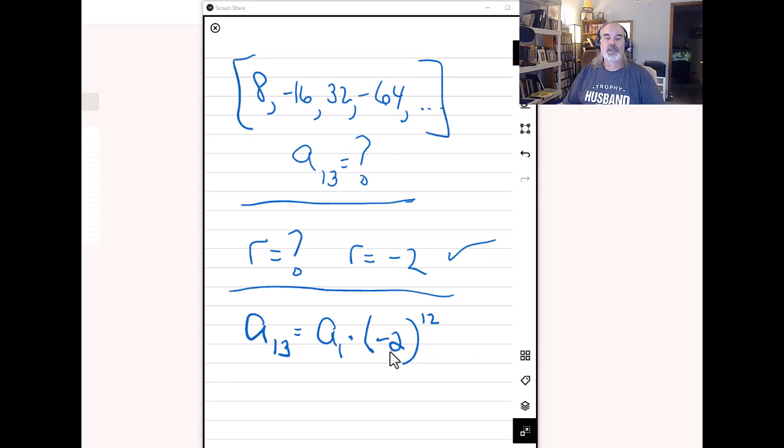Okay, so what is A1? Well, this is the first number in the list. 8 times -2 to the 12th. Again, calculator time. You can't see what I'm doing, but I'm typing in the -2. I'm doing -2 to the 12th first, just to make sure I get it right, and multiplying that by 8. And that value is, oh my gosh, 32,768. That's the 13th number in the list.